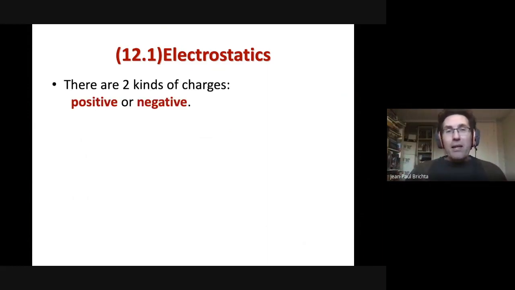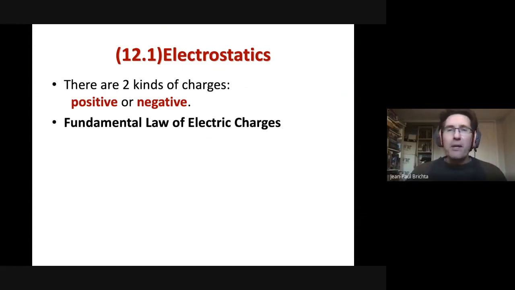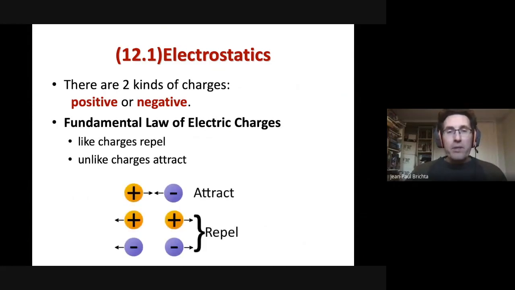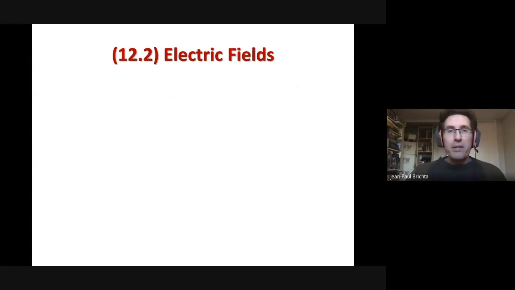The first thing to remember from before is that there are two kinds of charges: positive charges and negative charges. And there's a fundamental law of electric charges, which is usually attributed to Gauss. And that says that like charges repel, but unlike charges, or opposite charges, attract. So this little diagram basically shows how this goes. If you have a positive charge and a negative charge, they will attract one another. But if you have two positive charges or two negative charges, they will repel each other.